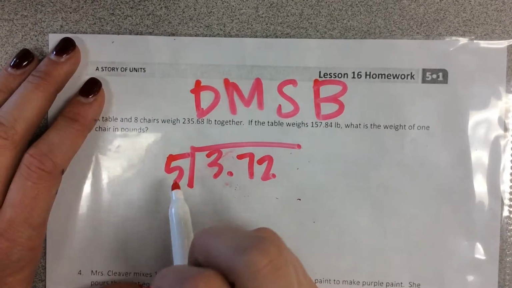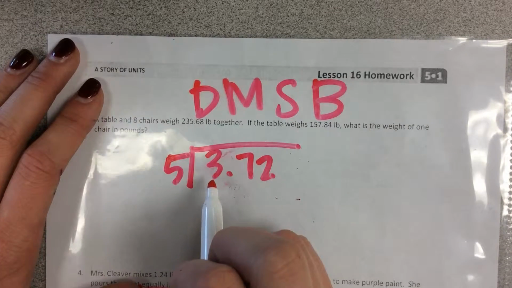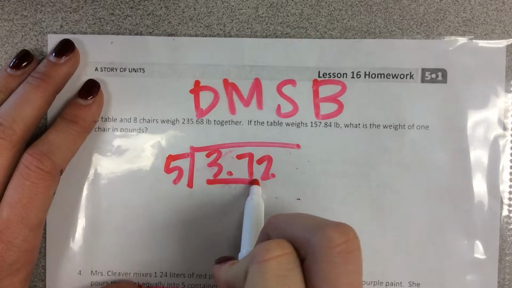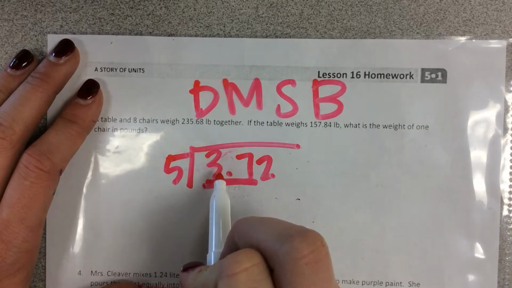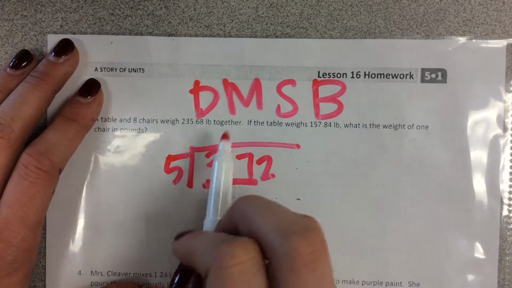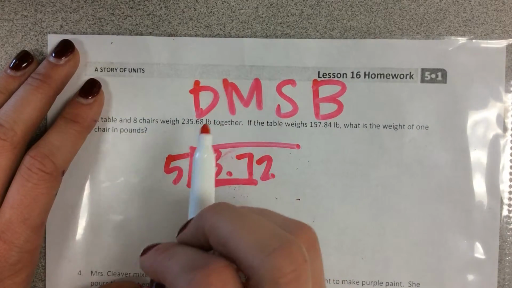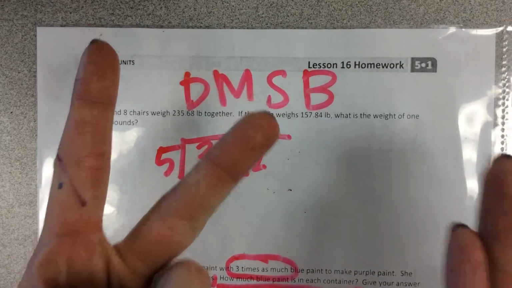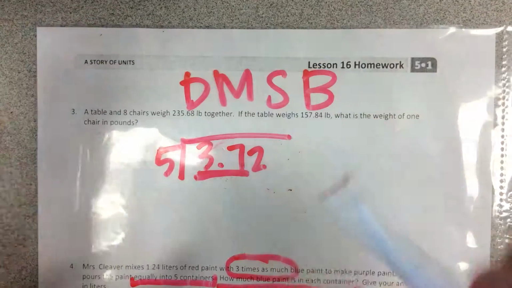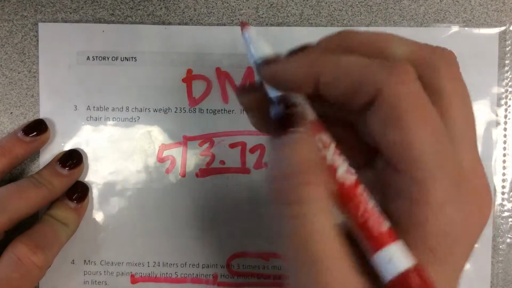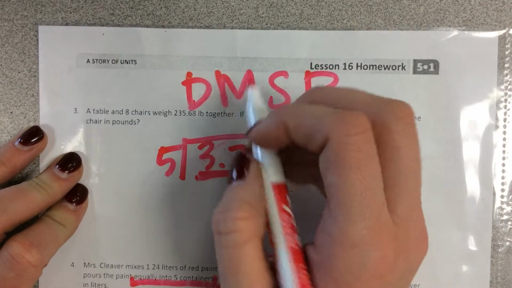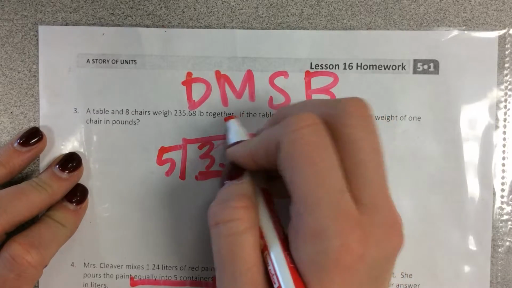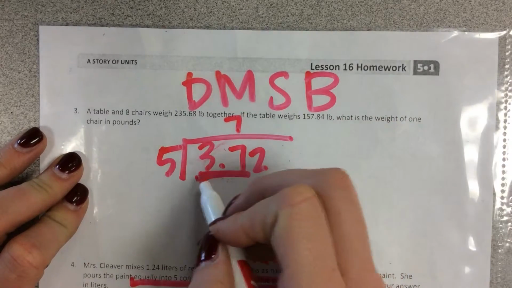Okay, 5. Can it go into 3? No. So let's look at the next number. Can 5 go into 37? Yes. If you don't know how many times, you need to skip count. 5, 10, 15, 20, 25, 30, 35. 7 times. Okay, so what did I say? Oh, 7 times 5 is 35.